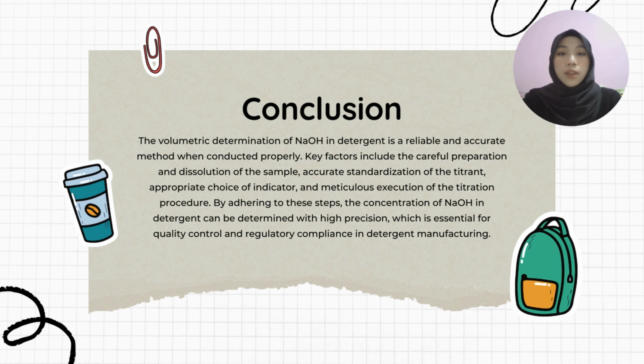To conclude, the volumetric determination of NaOH in detergent is a reliable and accurate method when conducted properly. Key factors include the careful preparation and dissolution of the sample, accurate standardization of the titrant, appropriate choice of indicator, and meticulous execution of the titration procedure. By adhering to these steps, the concentration of NaOH in detergent can be determined with high precision, which is essential for quality control and regulatory compliance in detergent manufacturing.